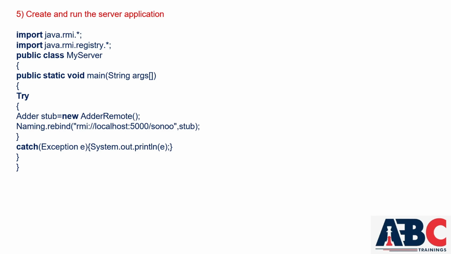Next, create and run the server application. So import java.rmi and java.rmi.registry. Create the MyServer class, and in this class we add the try and catch block. In the try block, we add the Adder stub and create the object, like AdderRemote. Then Naming.bind, we add localhost 5000, and in the catch block we print the exception e.